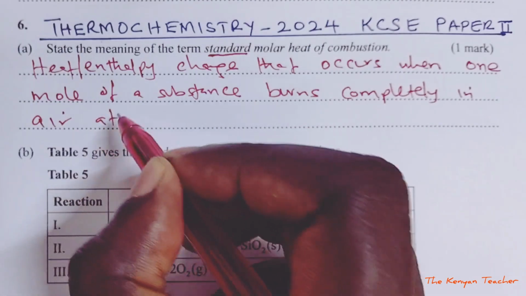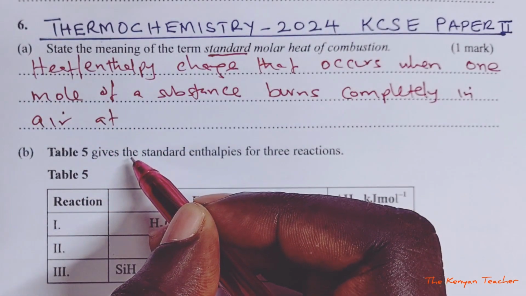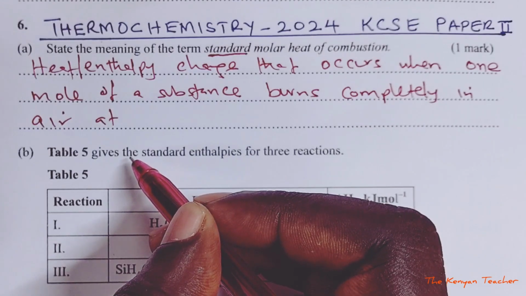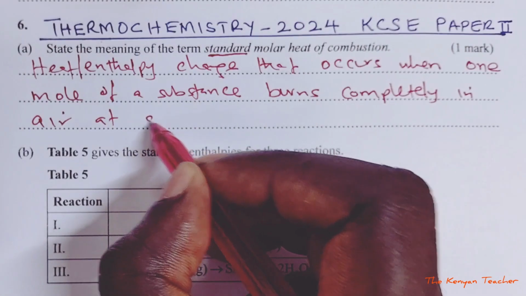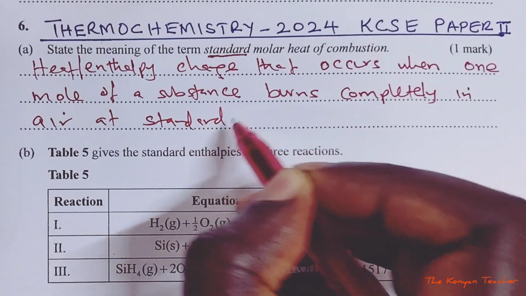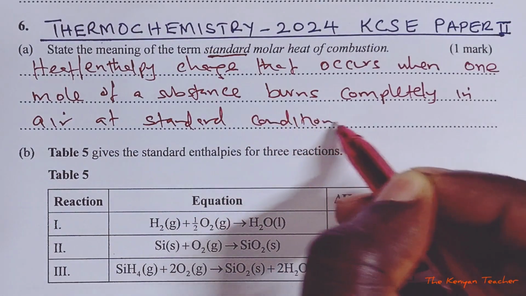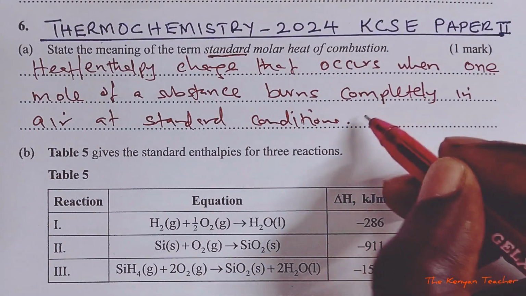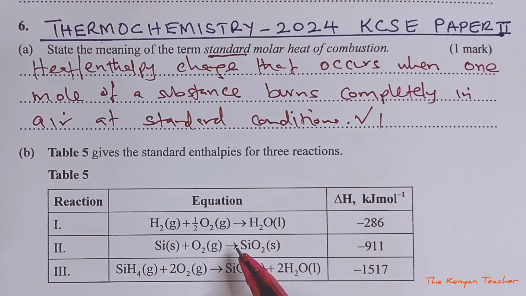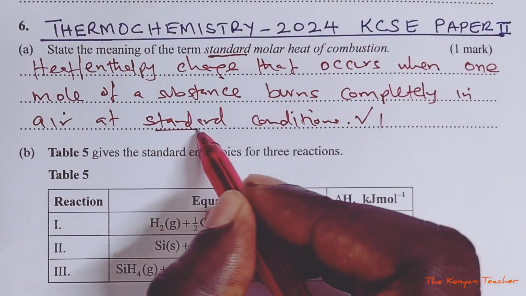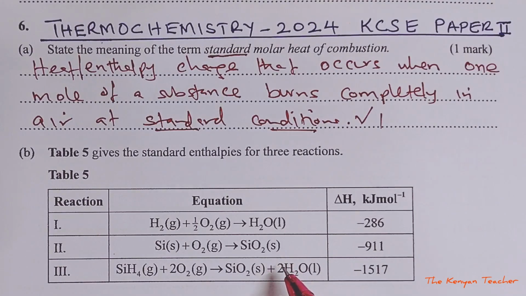But I had indicated that we need to take note of the word standard. So without mentioning at standard conditions, then the examiner would not award the 1 mark for the definition. So for us to award the 1 mark, standard conditions were to be mentioned. Let's now proceed to part B, which basically tested the Hess's law of constant heat summation.